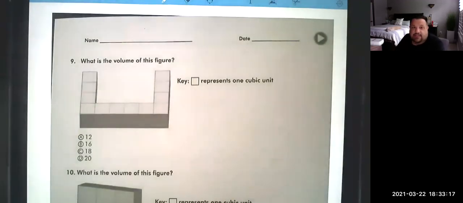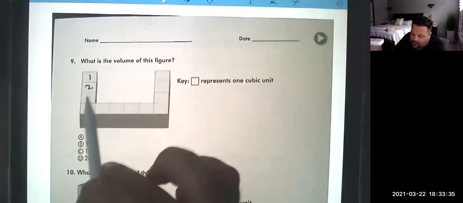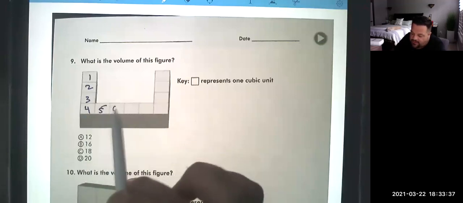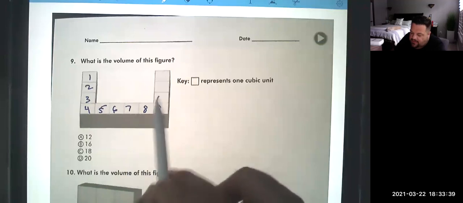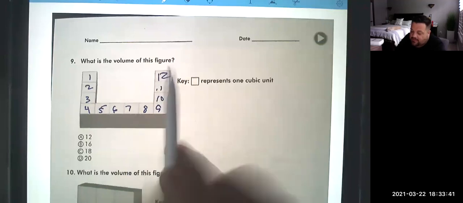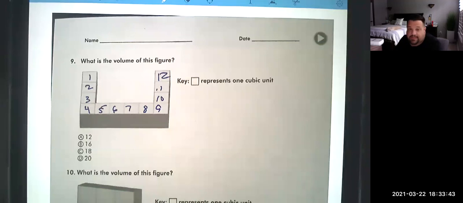All right, let's look at the last 2. What is the volume of this figure? Pause. People, I don't know if I'm missing something in trying to teach you guys this, but when they want you to do the volume and they give you a shape like this, you're just counting the cubes. That's it. 1, 2, 3, 4, 5, 6, 7, 8, 9, 10, 11, 12. That's it. The answer is 12. I'm not really sure how else to explain it.